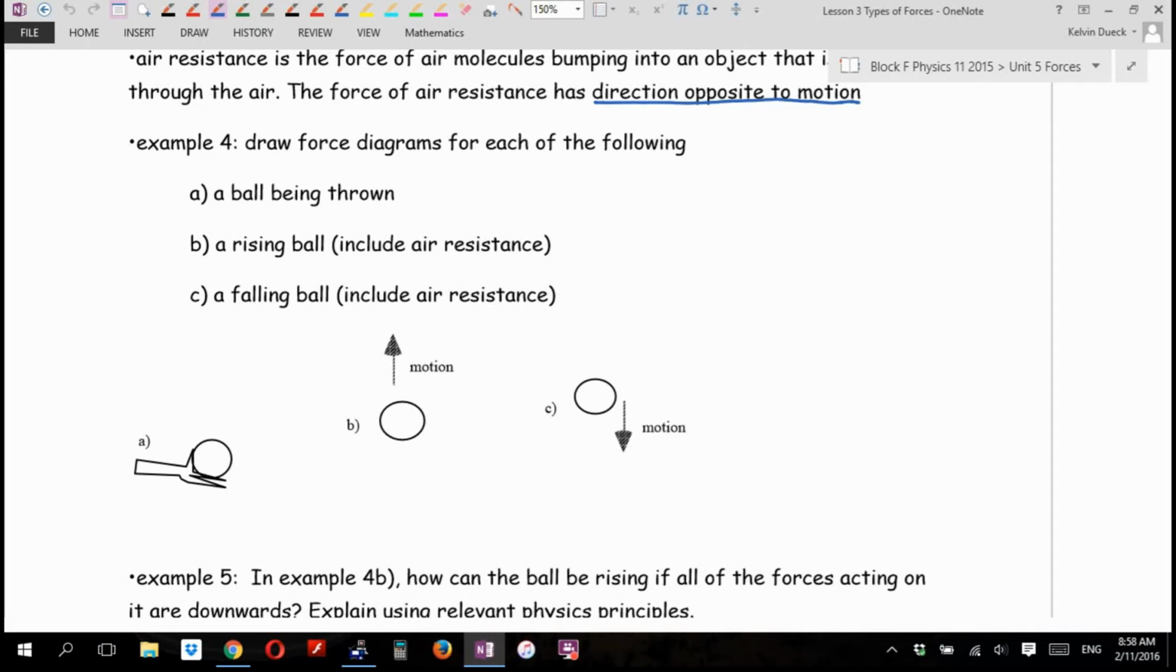Is that okay? So, what are the forces acting on this ball? Get the obvious one. You know what? Let's just put a dot right in the middle of the ball. That'll work. What are the forces acting on this ball? Get the obvious one.